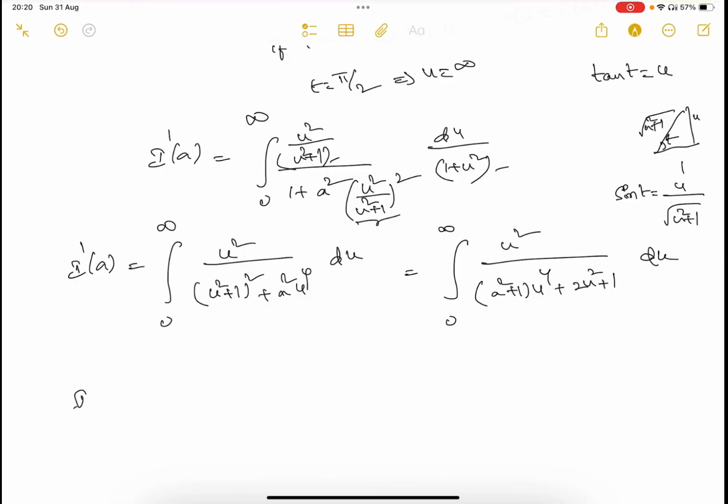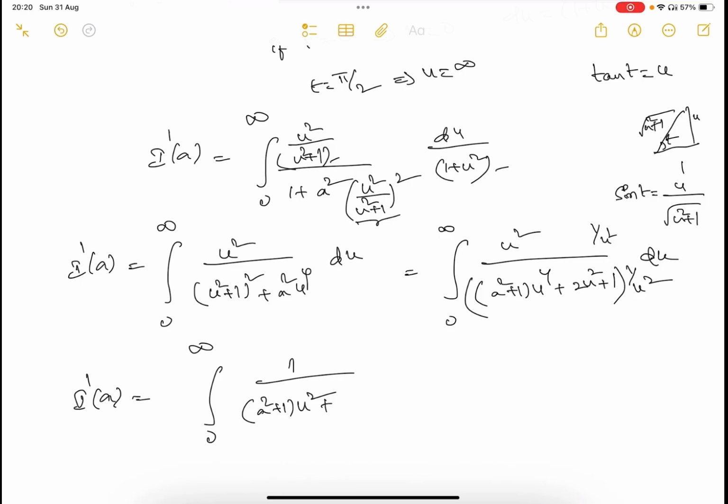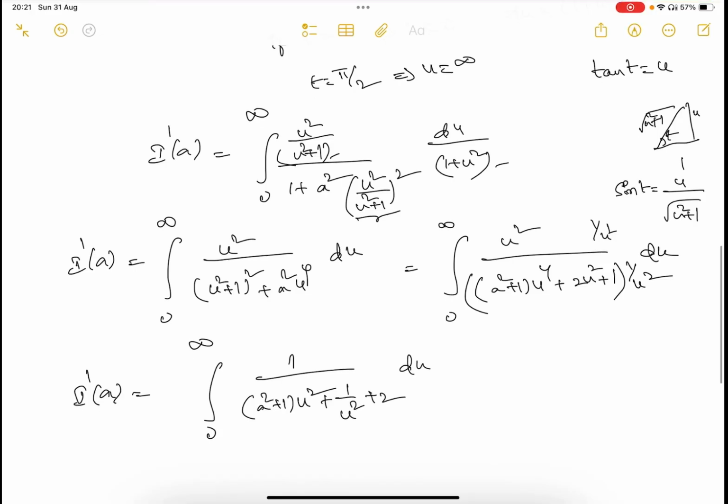Then let's do one thing here. I dash of a equal to integral 0 to infinity, multiply with 1 by u square in the numerator and denominator. Then it will be 1 by a square plus 1 into u square plus 1 by u square plus 2 into du. Fine.